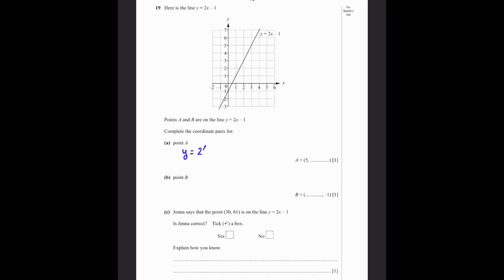Y equals 2 into 5 minus 1, 10 minus 1, and that's equal to 9. So the first answer is 9. And now go to point B. We have a question mark for the x value, and y is equal to negative 1. Now we get negative 1 is equal to 2x minus 1, and negative 1 plus 1 is equal to 2x. 2x equals 0, and therefore x is equal to 0 as well. So this value is 0.